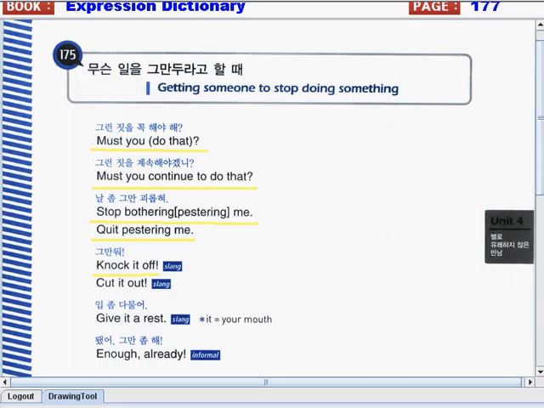Knock it off. Cut it out. Give it a rest. And it here is pertaining to someone's mouth.